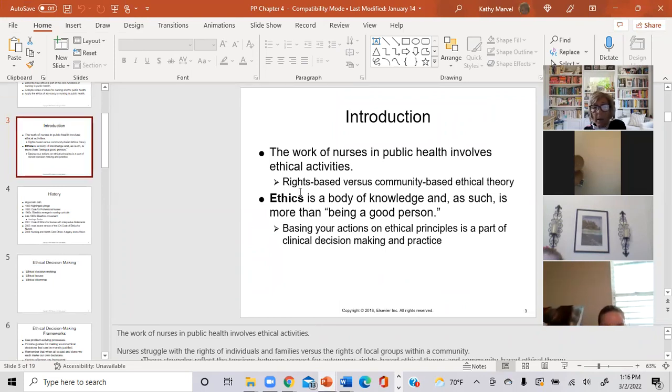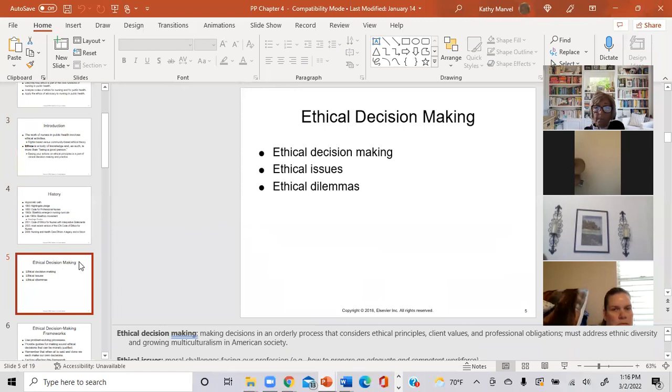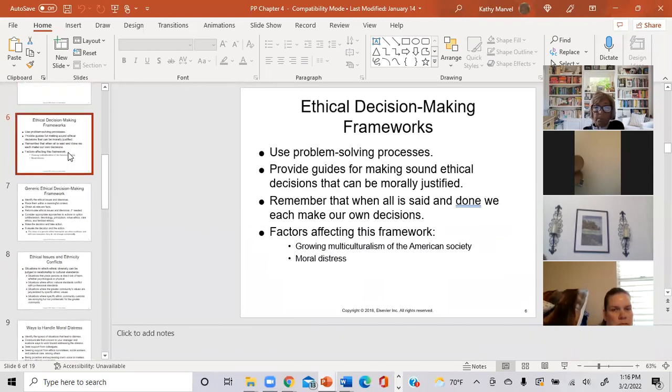Okay. And like this introduction says, ethics is more than being a good person. Okay. Basing our actions on ethical principles is part of clinical decision-making. That's really important. Basing your actions on ethical principles is part of clinical decision-making. Okay, what are some ethical decision-making frameworks? Okay, problem-solving processes, right? What guides are we using to make our ethical decisions, and how can they be morally justified?